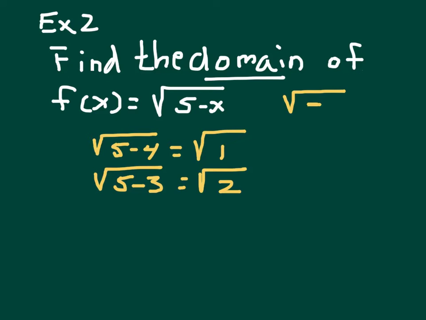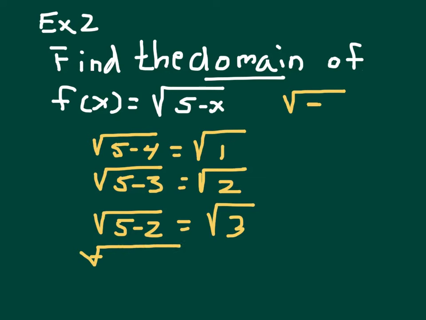I could put 4 in, I could put 3 in, I could put 2 in, because 5 minus 2 is 3, and that's okay. And I can keep on going. I can even put negative numbers in. For example, I could put a negative 1 in. So 5 minus a negative 1, which means 5 plus 1, and I get 6.